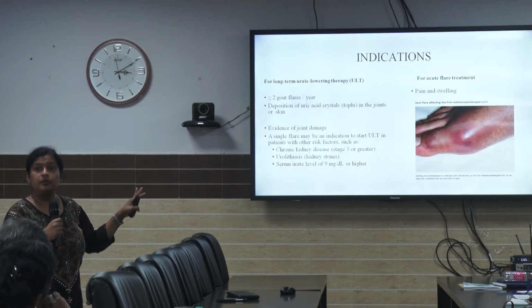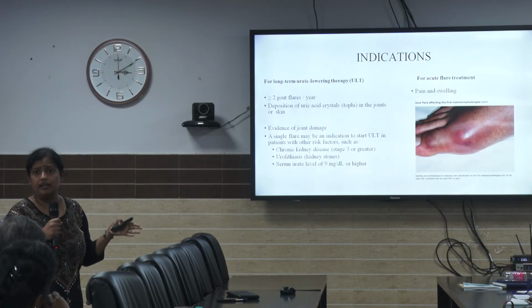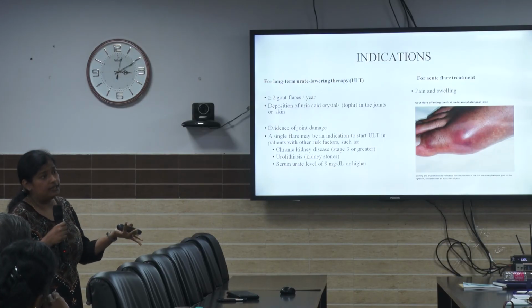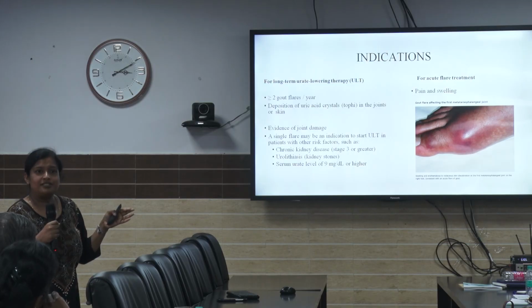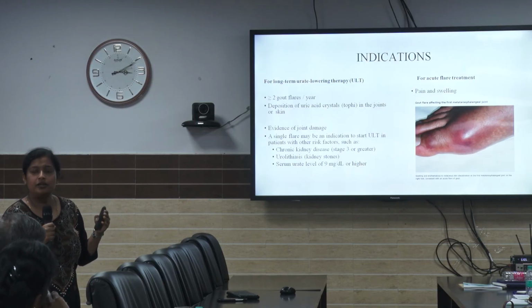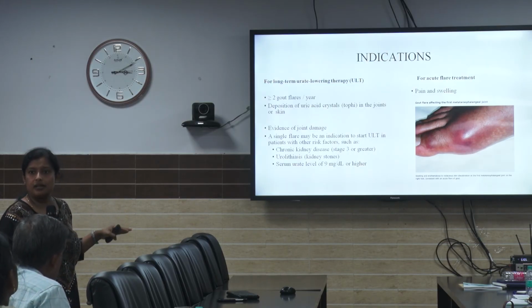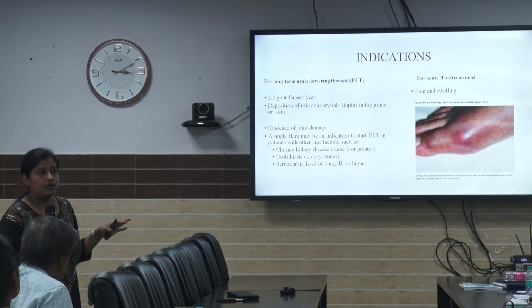So if you have already put the person on, like, febuxostat and allopurinol, and the person has developed gout, we do not stop those drugs. We ask them to continue that and we treat it with NSAIDs. And weight loss again has to be done. The moment you start losing weight, the uric acid starts coming down. So that is also important.